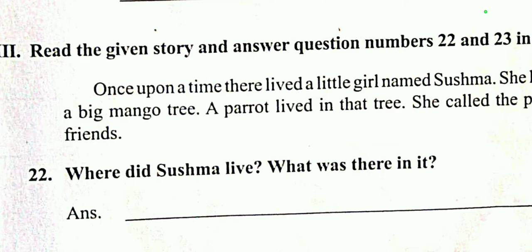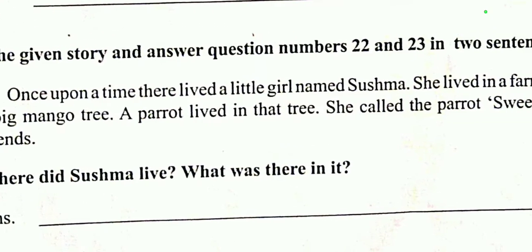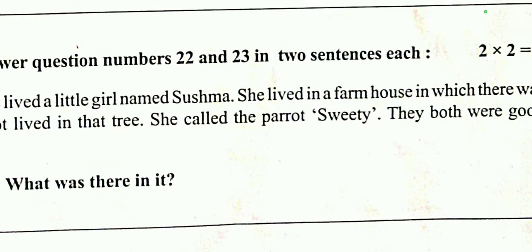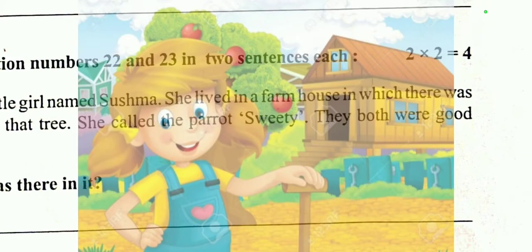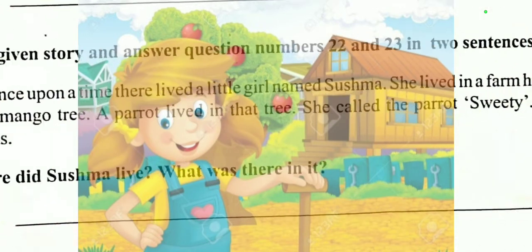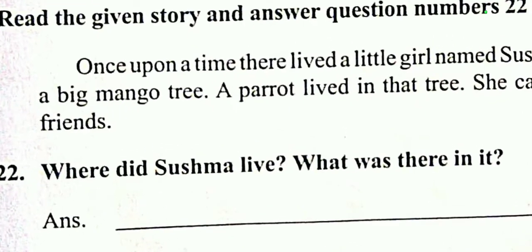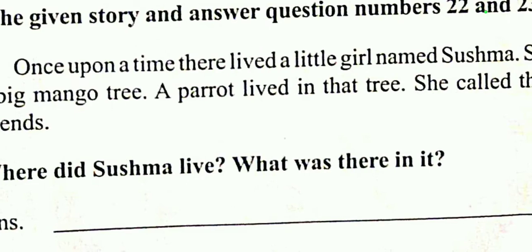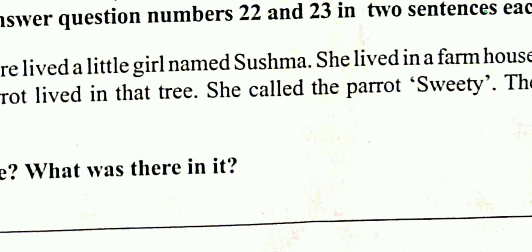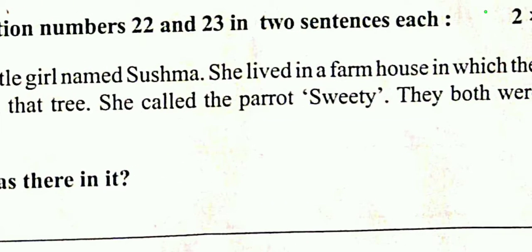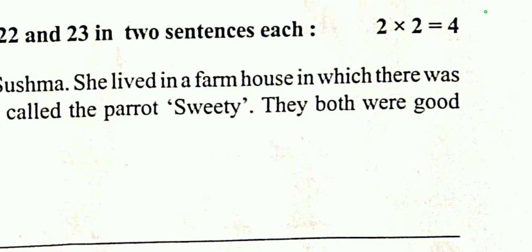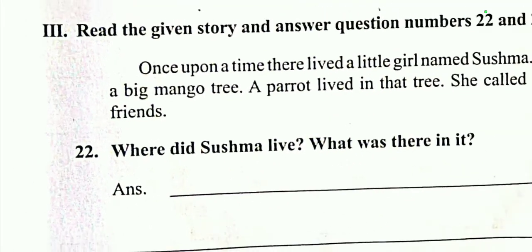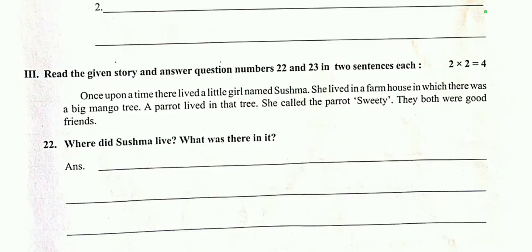Once upon a time, there lived a little girl named Sushma. She lived in a farmhouse in which there was a big mango tree. A parrot lived in that tree. She called the parrot Sweetie. They both were good friends. So that's the story.